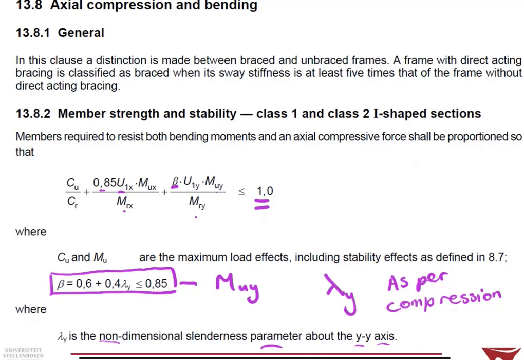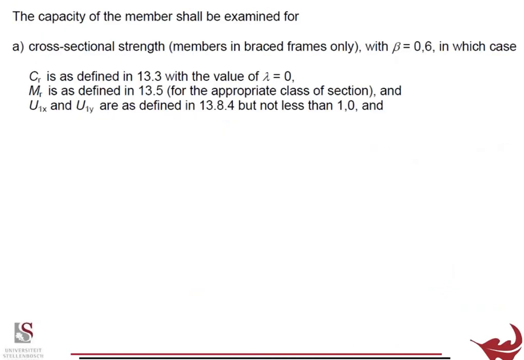So now, continuing on, we're going to start now with the 3 checks. So remember I was saying you had to change those values with the stars each time. And so here's how we're going to do them. If the capacity of the member shall be examined for cross-sectional strength, beta is 0.6, so we're actually given a fixed value. And then CR is as defined in 13.3 with lambda equals 0.